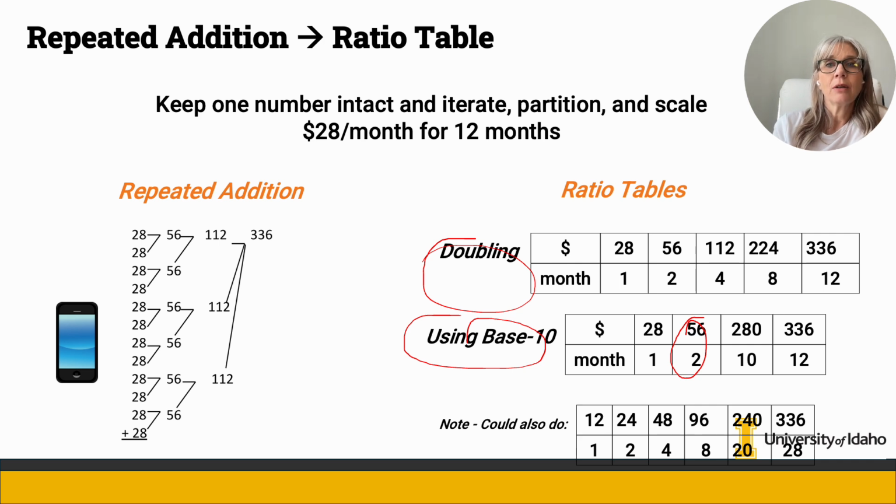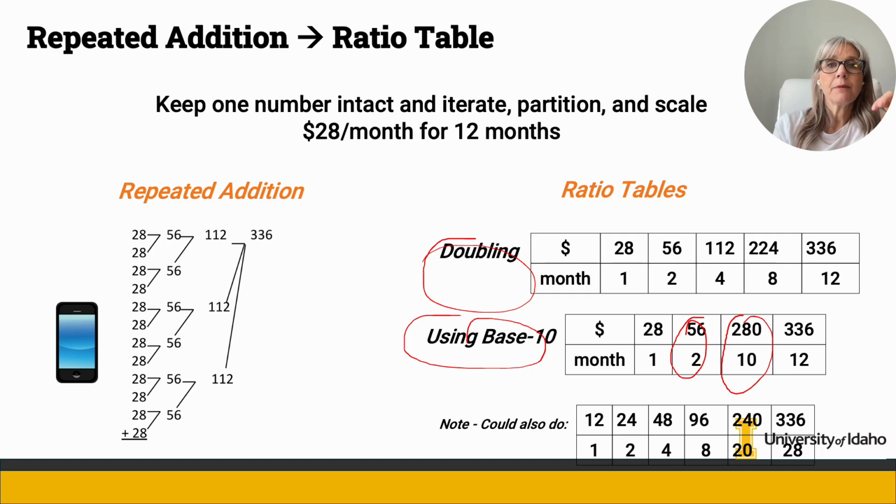but then they figure out if I just jump to 10 months, I'll have 280. Knowing that all they need to do is multiply 28 by 10 as well. So bumping up the place value by getting $280. Now that they know the cost of 2 months and the cost of 10 months, they can just combine those to get the cost of 12 months, which is $336.